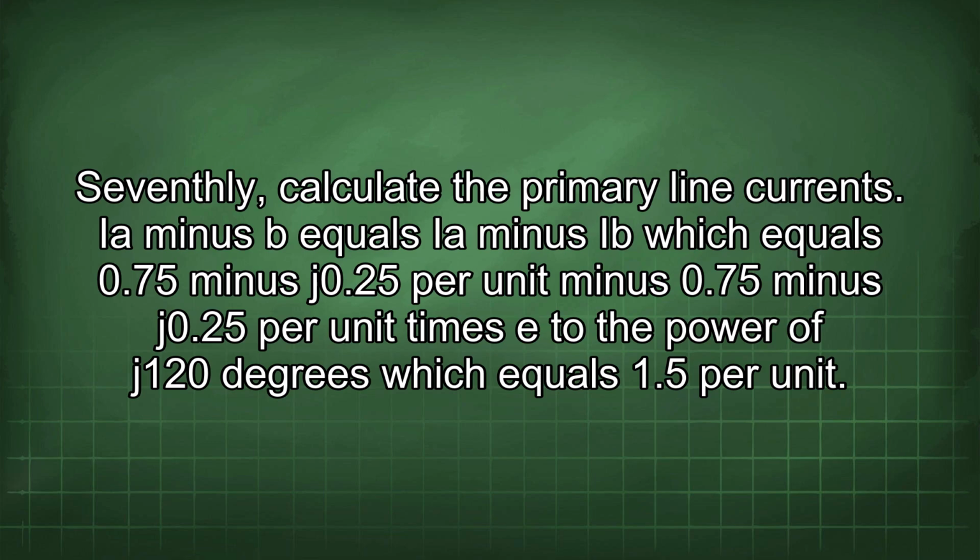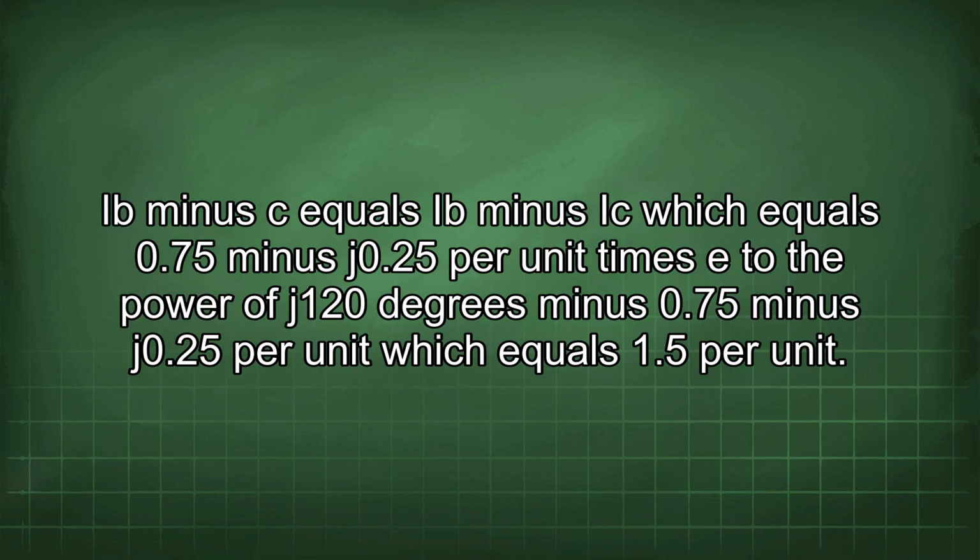I_AB equals IA minus IB, which equals 0.75 minus j0.25 per unit minus (0.75 minus j0.25 per unit) times e to the power of 120 degrees, which equals 1.5 per unit. I_BC equals IB minus IC, which equals (0.75 minus j0.25 per unit) times e to the power of 120 degrees minus (0.75 minus j0.25 per unit), which equals 1.5 per unit.